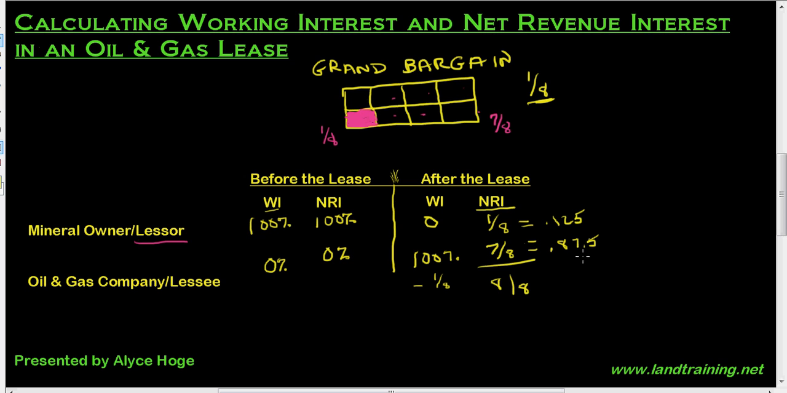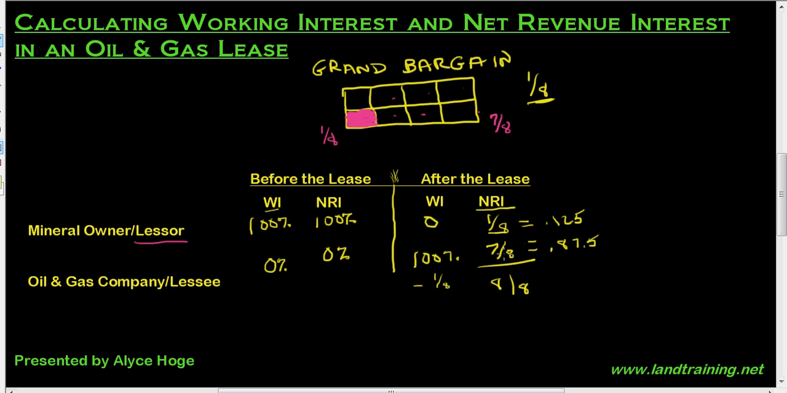And typically we want to get at least a 78% net revenue interest for the venture to be profitable, for us to engage in this oil and gas well. So you see, the lower we can make this royalty payment, the higher the net revenue interest is going to be for the oil and gas company. And again, you're just doing simple fractions here. If the mineral owner gets a 1/8, then that leaves the oil and gas company with a 7/8.